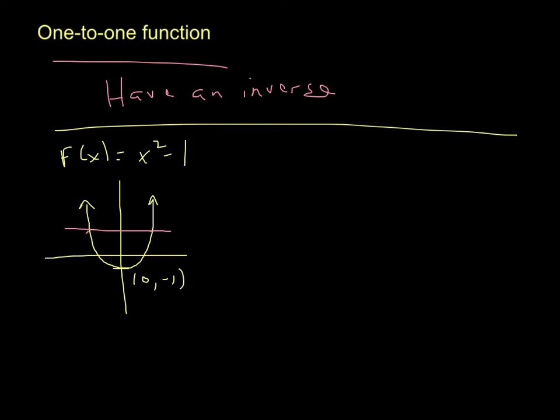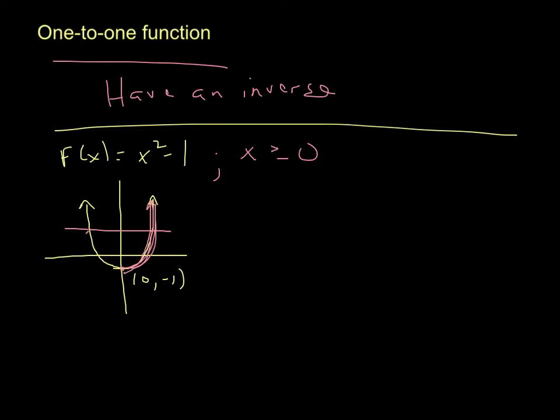So in order to ensure that we can take the inverse, what we have to do is restrict the domain. So we're going to say, okay, here's our function x squared minus 1, but we're only going to use x values that are greater than or equal to 0, which in effect will erase part of our graph. So the only part of the graph that we are now going to be concerned with is just this piece here.